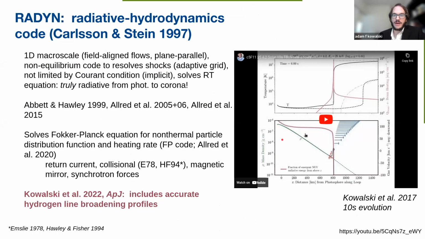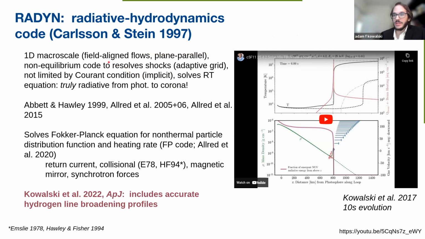But what we do have is a code that has been modified over several decades to study flares. It was originally developed to study the quiet sun and the acoustic shocks that form in the quiet sun outside of active regions. This code is called Radian. It is a 1D code, meaning we assume field-aligned flows and plane parallel radiative transfer.